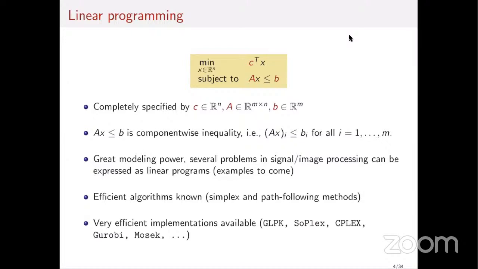Here the inequality Ax less than b is interpreted component-wise. This means that the ith component of the vector Ax is less than the ith component of the vector b: (Ax)_i is less than b_i for all i between 1 and m.